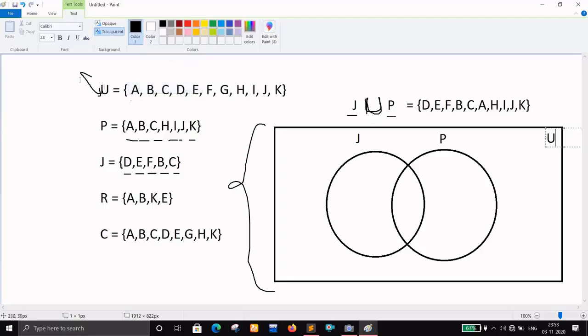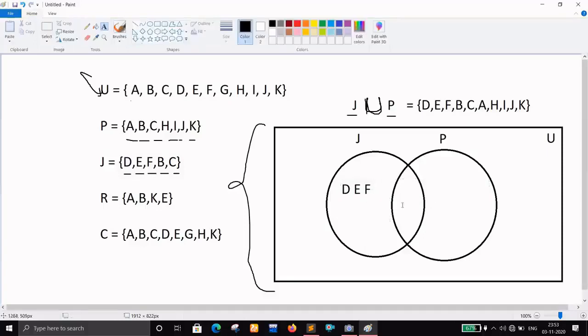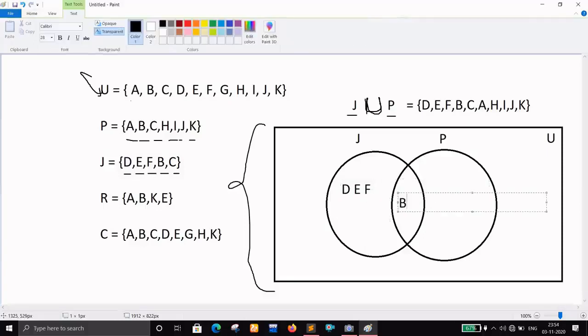Let's write the elements, right? So inside J we have D, E, F. In this portion, write B, C, and I will shortly tell you why I have written this here. In this portion, write A, H, I, J, K. Right.